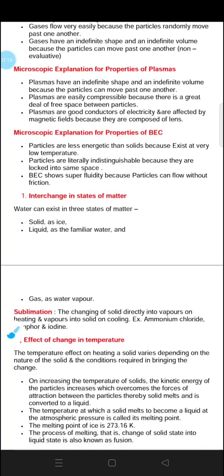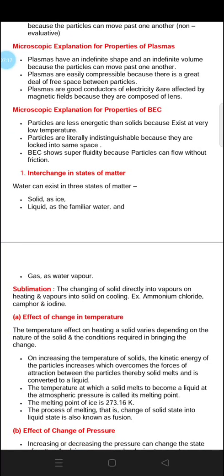After that comes plasma. Plasma has an indefinite shape and indefinite volume because the particles can move past one another. They are easily compressible, meaning plasma has properties similar to gas. Plasma is a good conductor of electricity and is affected by magnetic fields.